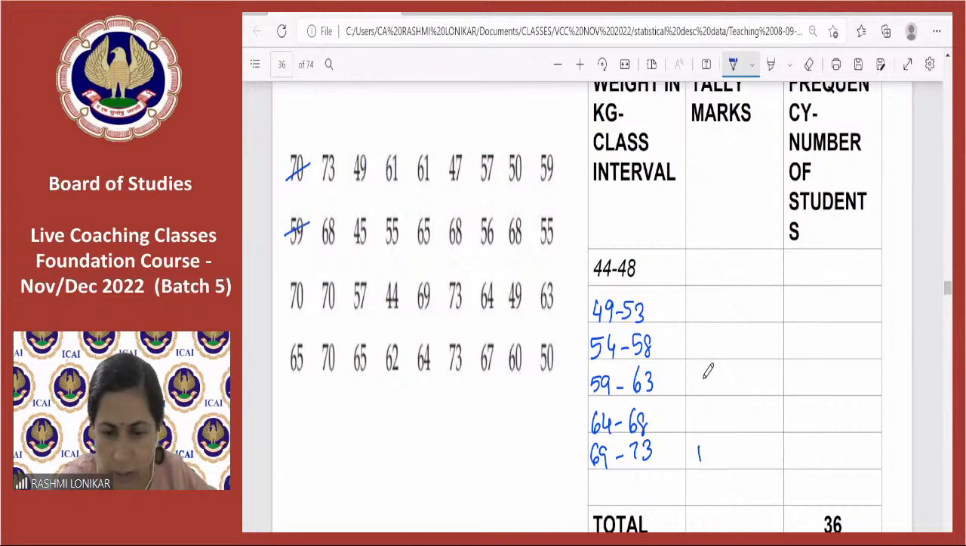Then 59 will be here. 70 will be here. 65 will be here. 73 will be here. Then 68 will be here, 70 and 70. So 4 and then 5. Now we have 49. 49 will be here.